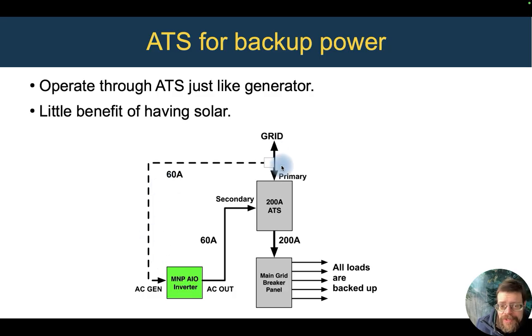in normal operation, we've got grid power. This transfer switch is sending that grid power through to the breaker panel. The inverter has no load on its output. It's just going to a set of contacts in here that isn't connected. So there's nothing for it to do. So if we add solar on there, all it does is keep the batteries topped off, but it doesn't have any benefit other than that.